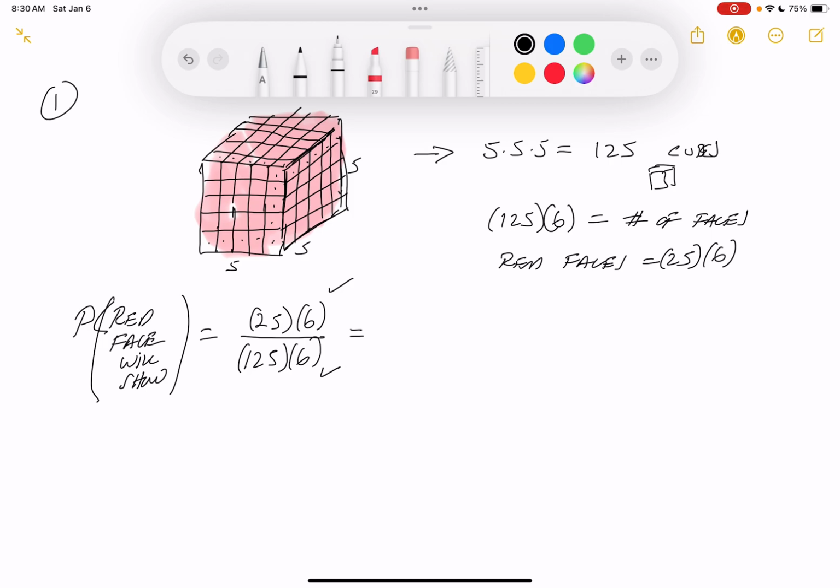Again, remember, we picked something out of the bag, we threw it, and this is going to be our probability of showing a red face. Well, the 6's cancel, and 25 goes into 125 5 times. So the probability is 1/5, or if you prefer, you could put down 20%. Either answer is acceptable. Thank you.